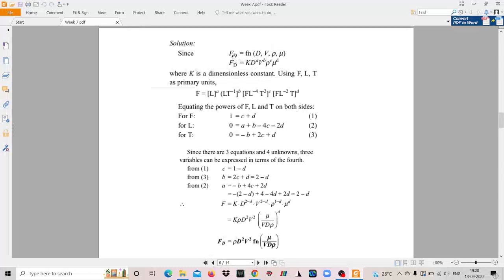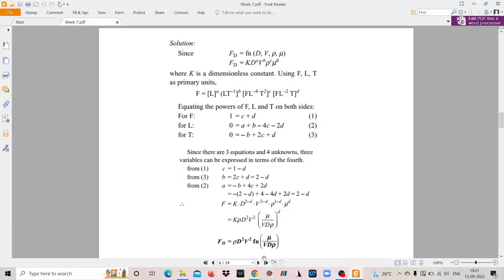So Fd, the drag force, is a function of diameter d, velocity v, density rho, and coefficient of viscosity mu. Now Fd, as we have seen, is directly proportional to d to the power a, v to the power b, rho to the power c, mu to the power d. And you can replace the proportionality sign with an equal sign provided you multiply it with a proportionality constant, which is a real number. Now the dimensions.